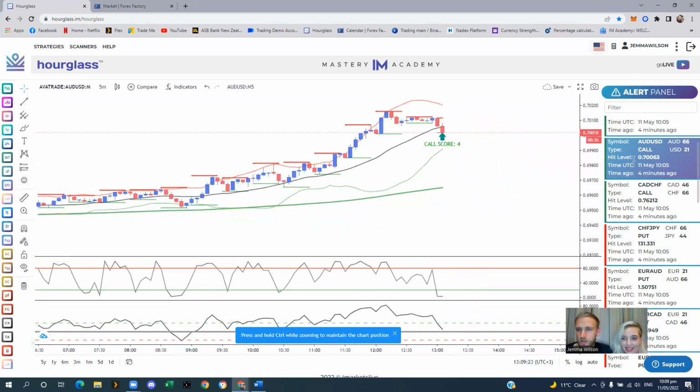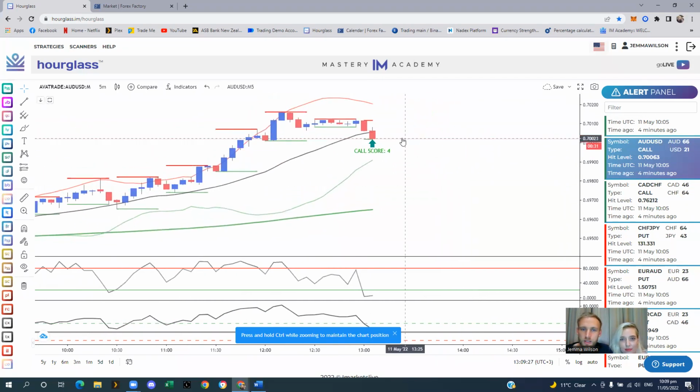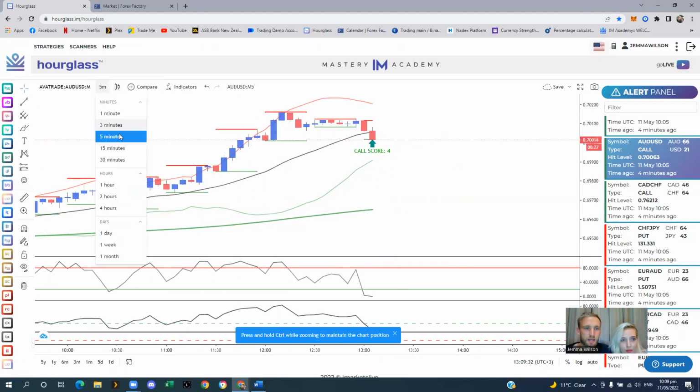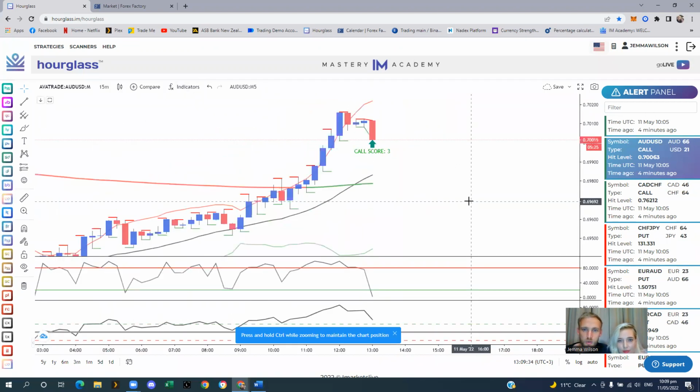Okay, so let's see if we can do another trade. AUD USD, and then we'll talk about some other things as well. So AUD USD, I'm looking at 017. We'll check the higher time frame. I'm just taking this slow with you guys.